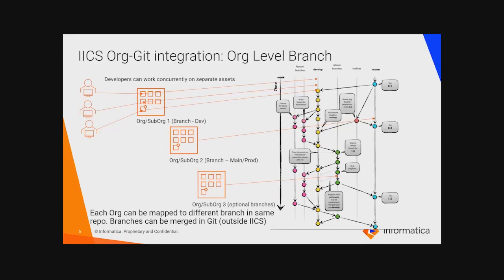So this diagram shows how IICS is connected to the Git repository. For this integration to happen, we need to first go to GitHub and create a repository. What we are seeing here is that even though we have multiple orgs, each org is pointed to one particular branch of the repository. We need to have everything under one repository, but each org, maybe this is your dev org, this is your UAT org, or this is your production org, should be pointing to a particular branch where the code can be migrated through the CI/CD process.